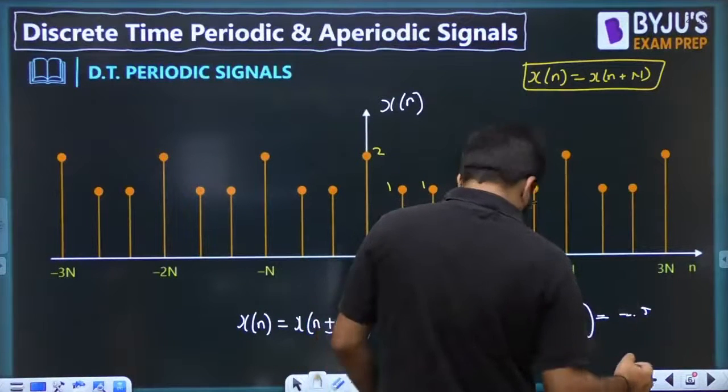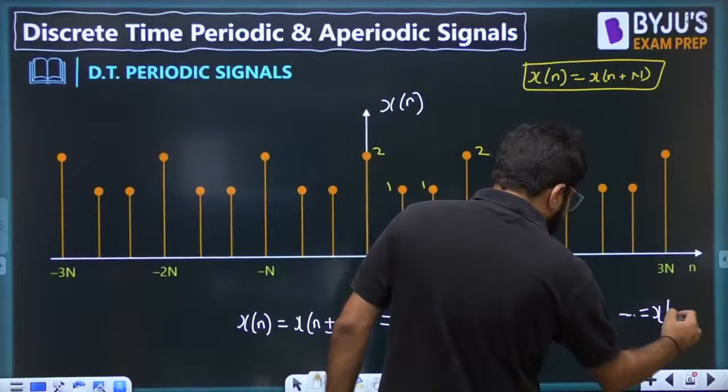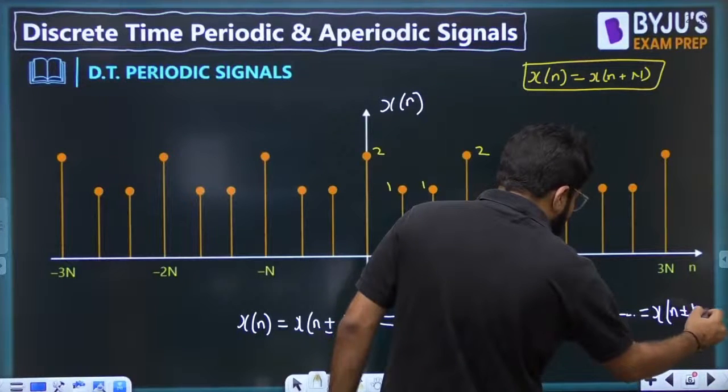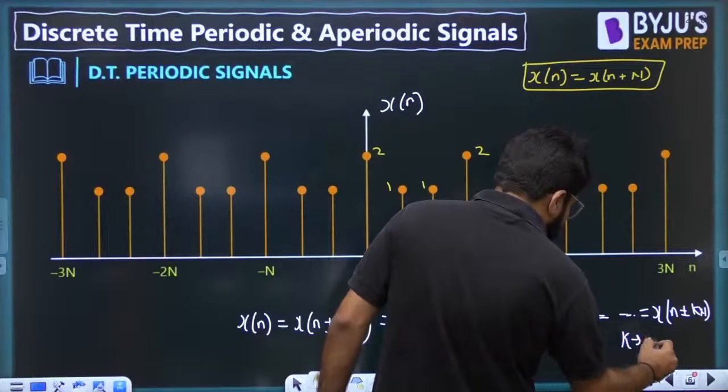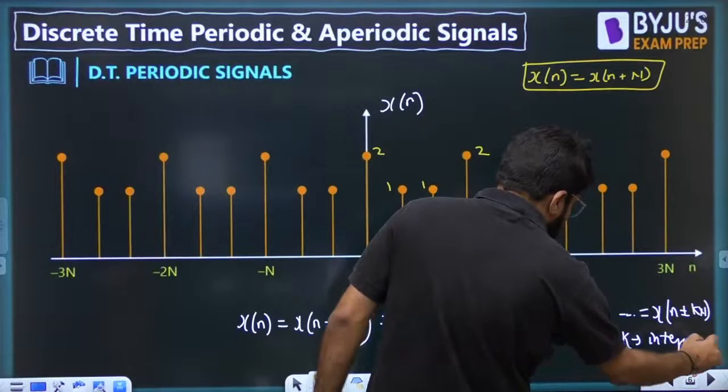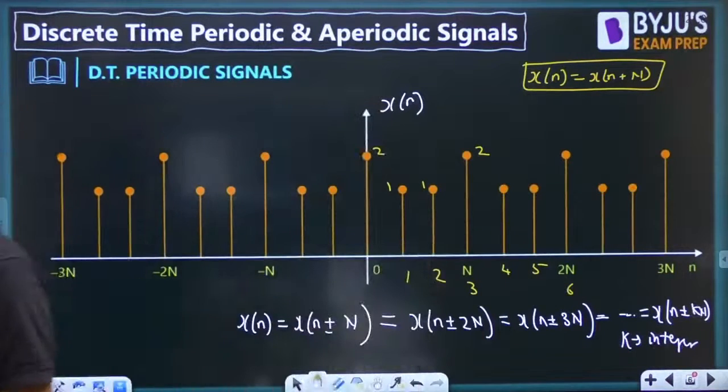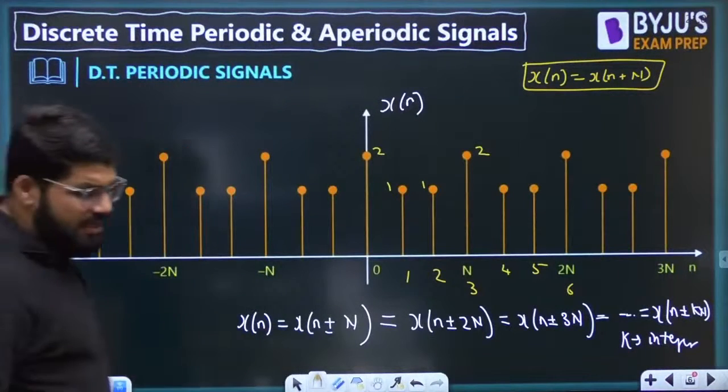or in general that can be written as x of n plus or minus kN, where k can be any integer. That is the basic definition of periodicity.